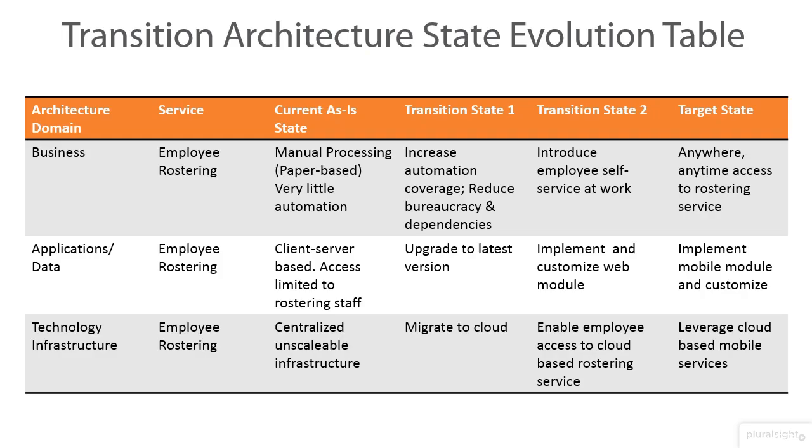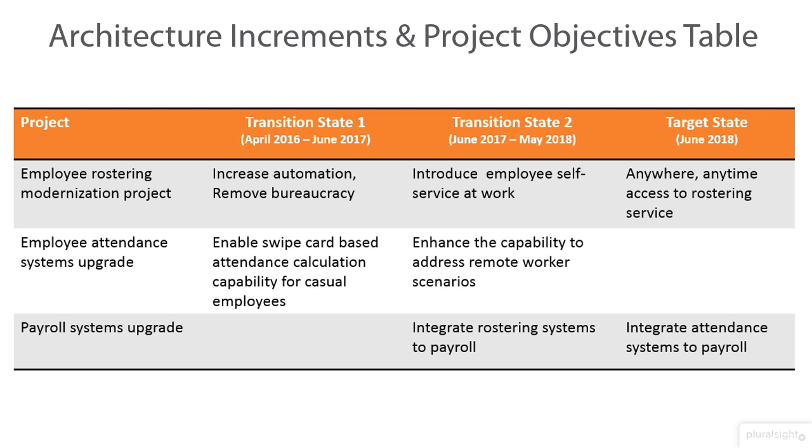TOGAF recommends capturing architecture state transitions using a transition architecture state evolution table. Each transition state is designed to incrementally enhance the enterprise's capabilities, and these will be delivered through various enterprise initiatives. This incremental building up of capabilities through architecture increments across multiple enterprise initiatives is captured through the architecture definitions increment table.